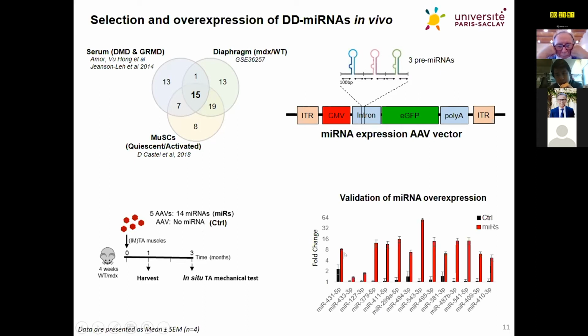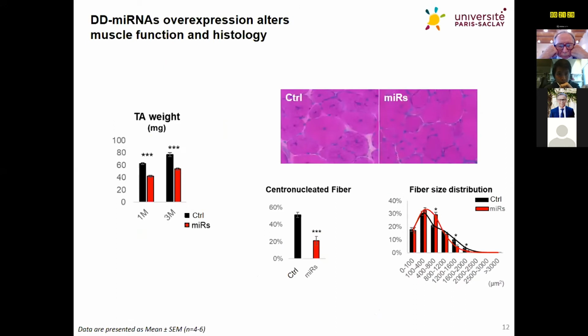And here is the validation of the overexpression in vivo. So we confirm that we are able to overexpress the microRNA in vivo via the AAV vector. It's noteworthy that the overexpression level is similar to what we see in the dystrophic muscle of the mdx. And what surprised us at first is that the overexpression of the DD-miRNA alters very severely the muscle function and histology.